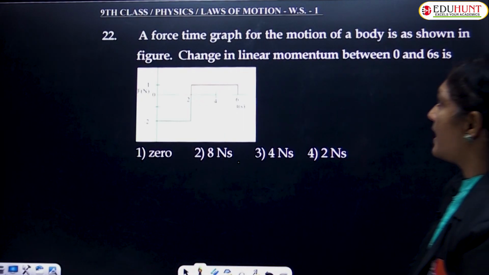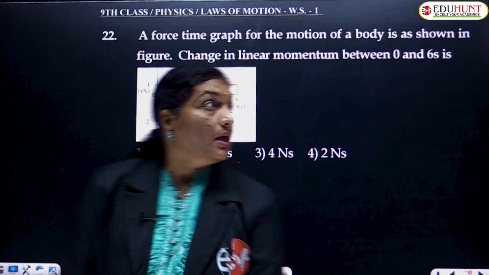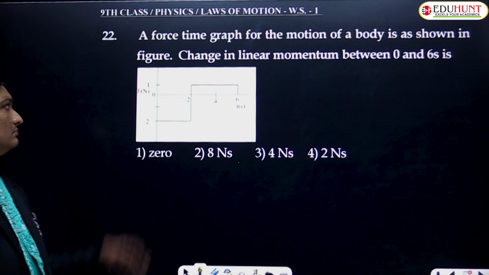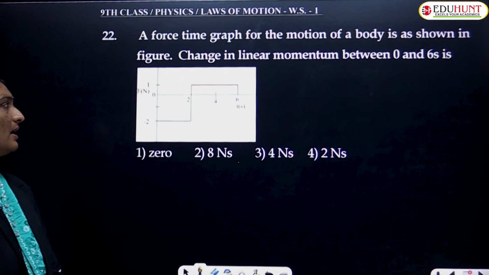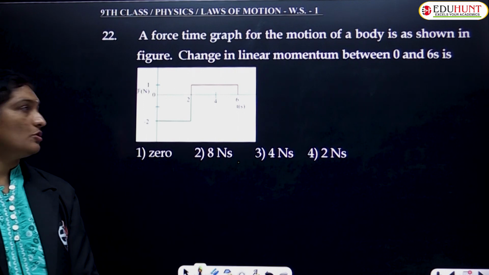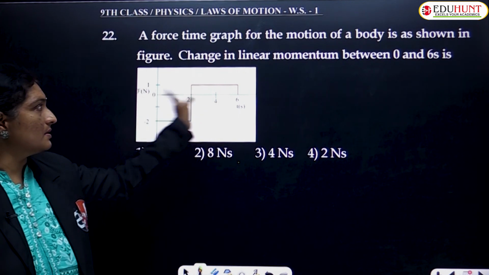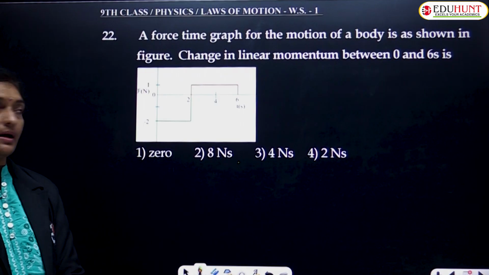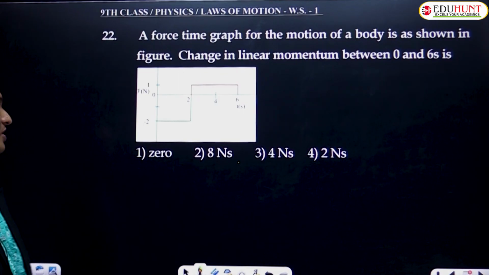22nd, a force time graph for the motion of a body is shown in the figure. This is also a force and time graph. Find the change in linear momentum between 0 and 6 seconds. This is 0 and this is 6. During the complete time, you are asked to find the change in momentum.